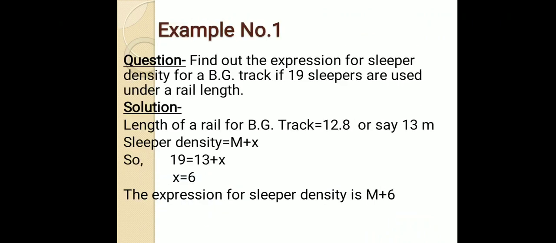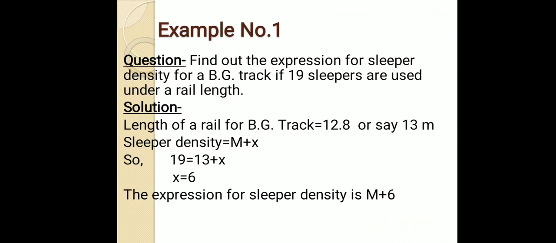Based on these, we will focus on simple numericals. Example number 1: find the expression for sleeper density for a BG track if 19 sleepers are used under a rail length. Here it is given that they have used a BG track. So the length of the rail for a BG track is 12.8 meters, or nearly 13 meters. Sleeper density is expressed as M plus x.